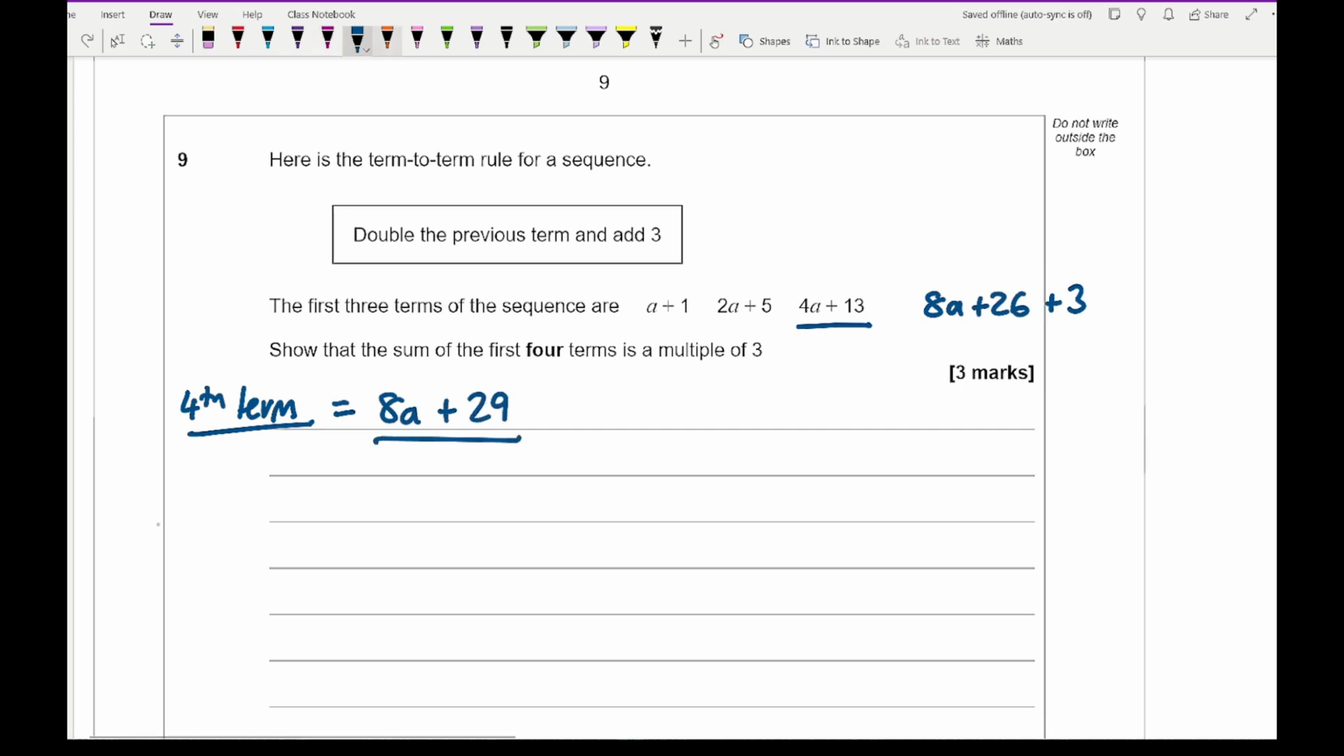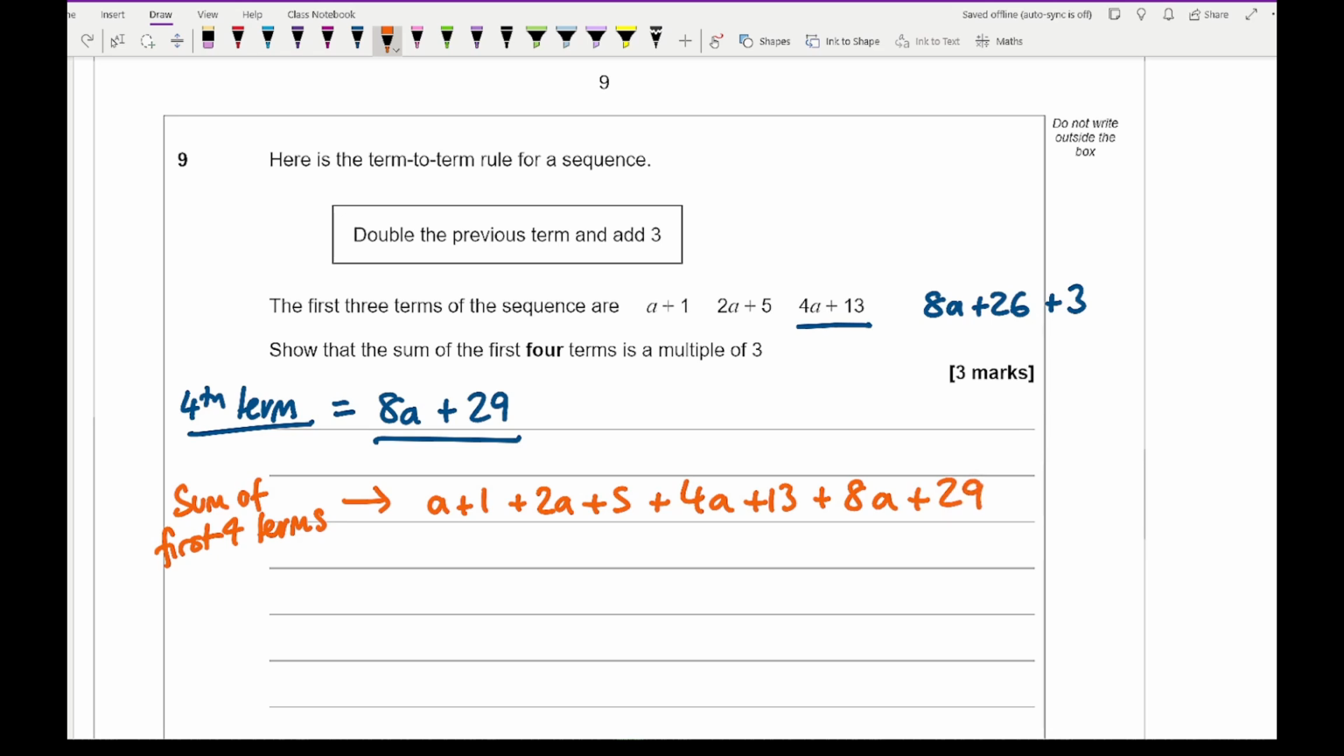Now we can work out the sum of the first 4 terms. That's going to be a plus 1, which is the first term, plus 2a plus 5, which is the second term, 4a plus 13, which is the third term, and the fourth term is 8a plus 29. Now, if we collect all the like terms together and the numbers together, we're going to end up with 15a plus 48.